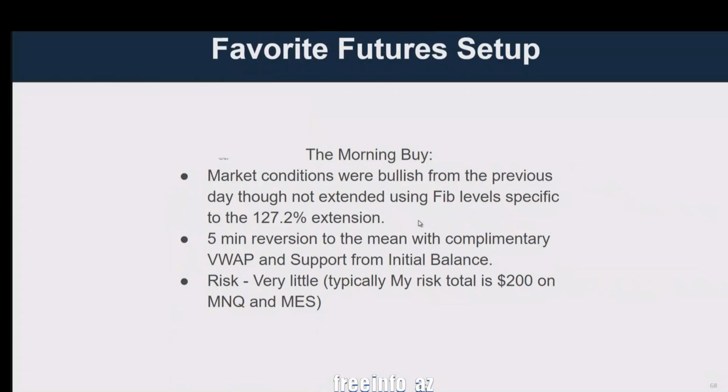So my favorite futures setup is bullish conditions, an extension that has not come up to the 1272. In other words, we have a green market, but I'm buying the 5 minute reversion to the mean with complementary VWAP and support from initial balance charts. What that means is, where's the volume weighted average price? Where does the market want to go because there's liquidity there? So that's where we typically focus on for key levels of support and resistance.